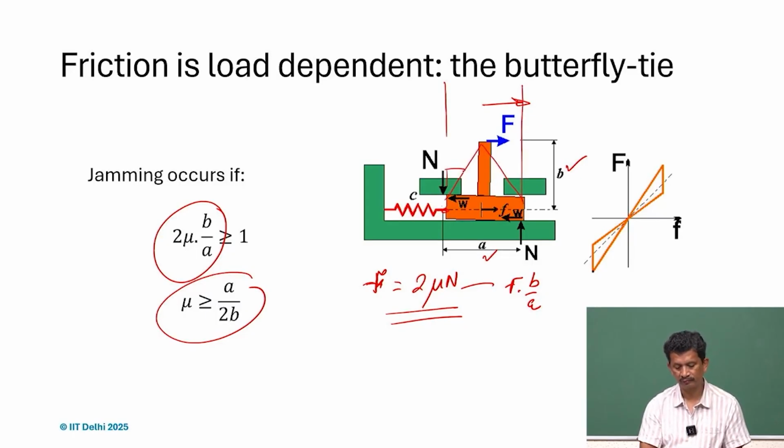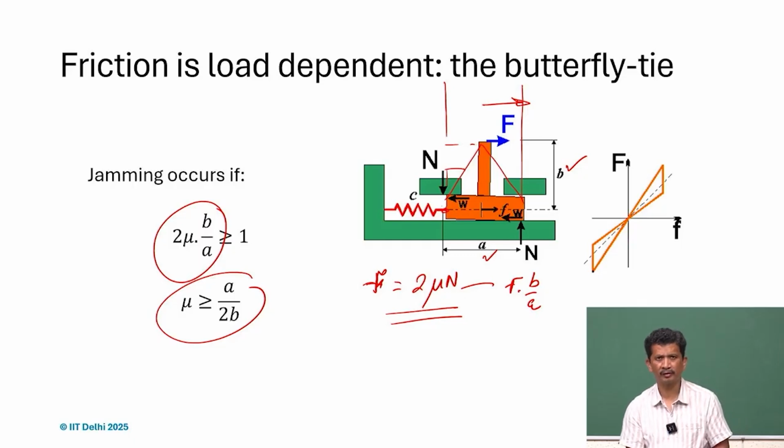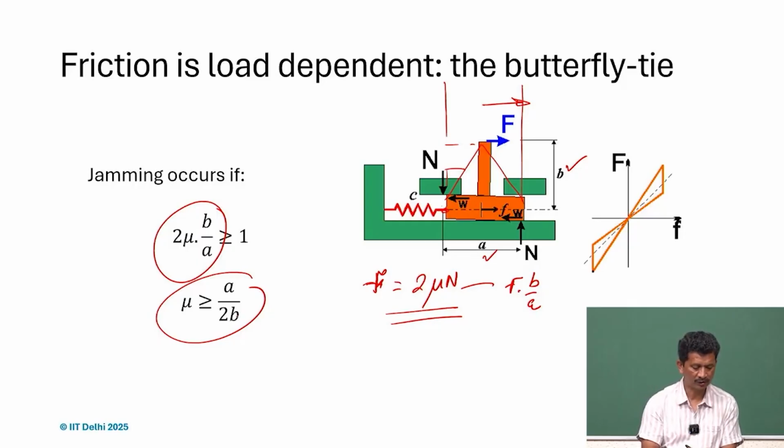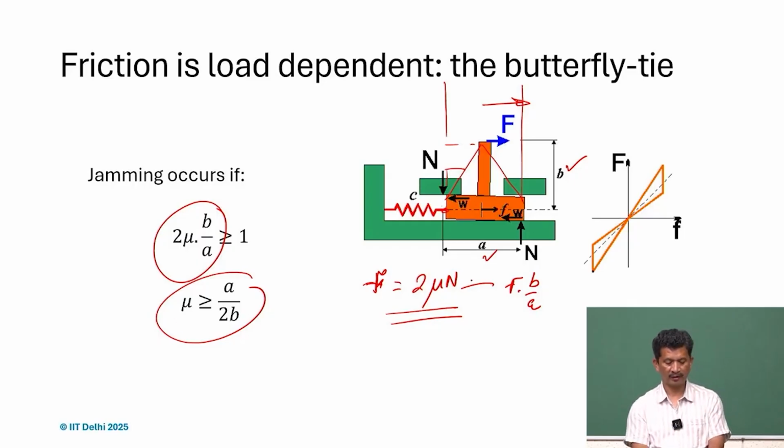So this angle we can also relate with the tan inverse mu, the angle related to friction, and they are functions of A by 2B. So if mu is larger than this value A by 2B, we realize that no matter how large the force is, it will not move. It means it will get jammed.